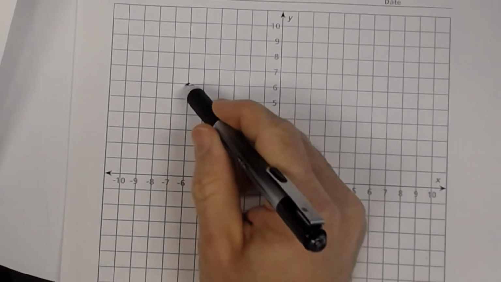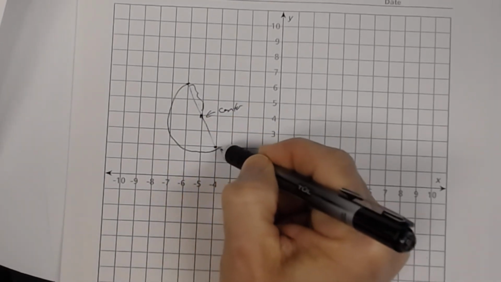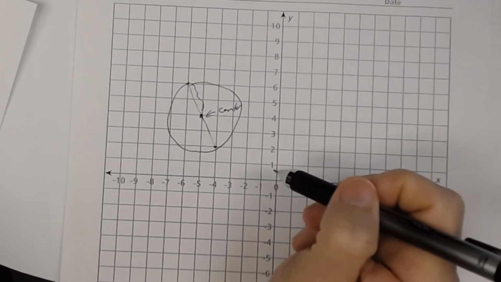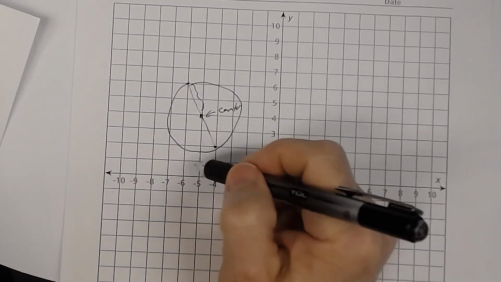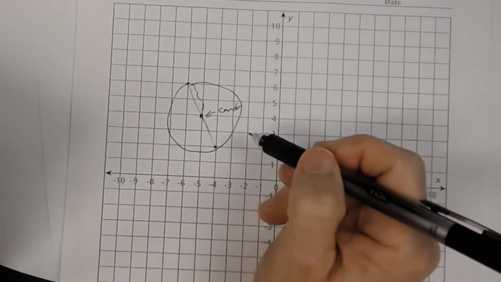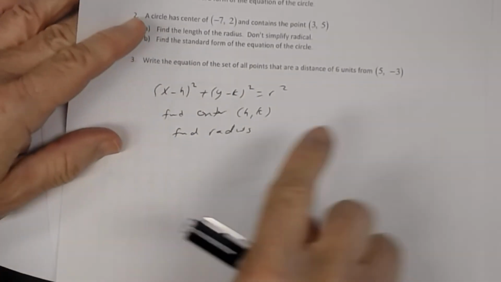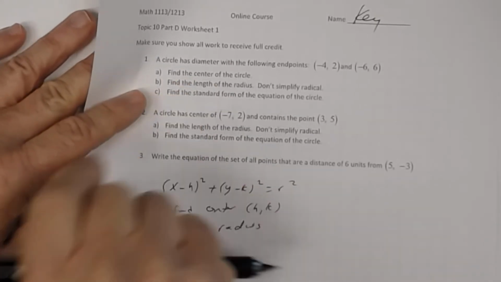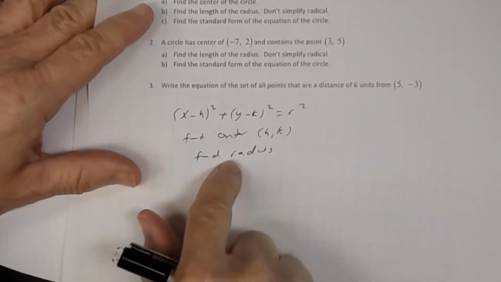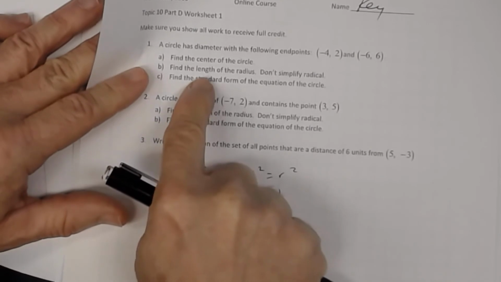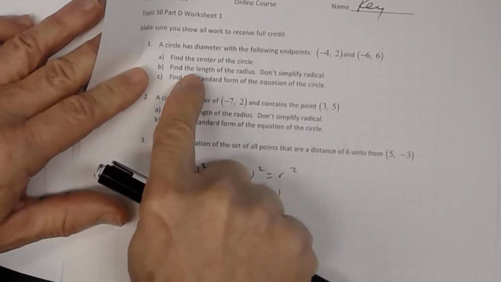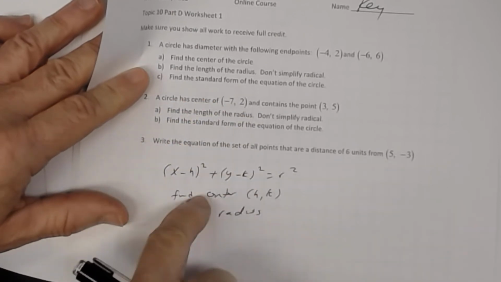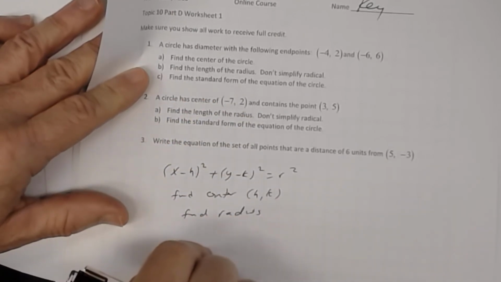If you draw the circle, and I'm not doing a very good job drawing it, this is what it would look like. You want to find the equation of this circle. The steps are already there. Remember, to find the equation of a circle, you need to know the center. So the first thing I'm going to ask you to do is find the center. Then you have to find the length of the radius. And then you put all that information into your formula for standard form.